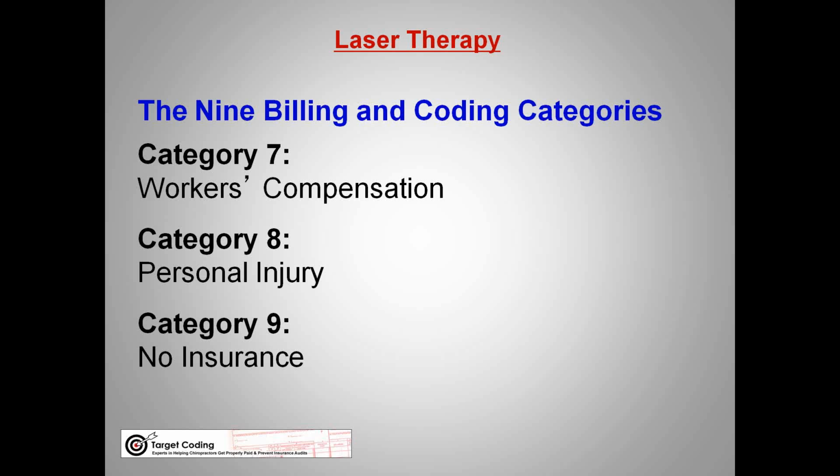Category 9. No insurance, cash, fantastic. You can collect the full fee for all of the services you render, for the laser, for the adjustment, for the exercises. As far as CPT codes go, when a cash patient comes in, you could take your CPT code book and throw it out the window. You don't need to know CPT codes for cash patients. That's only for insurance purposes.